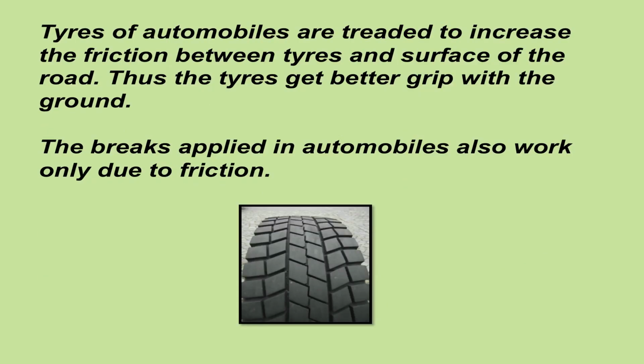Tires of automobiles are treated to increase the friction between tires and the surface of the road. Thus, the tires get better grip with the ground. The brakes applied in automobiles also work only due to friction. Can you think of some more examples from your daily life where friction is useful?